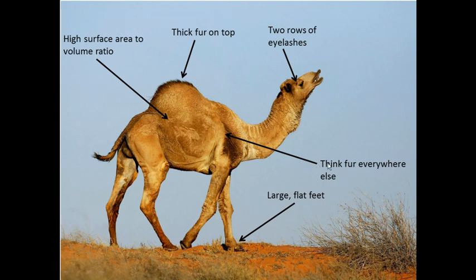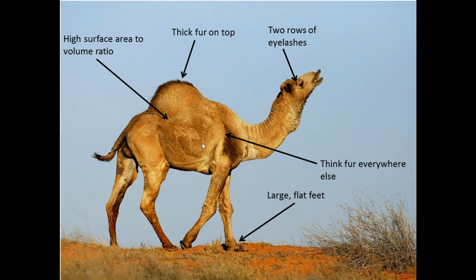Oh, I've got a typo here. That should say thin fur everywhere else. So you've got this thick fur here acting as shade, but there's thin fur everywhere else. He's in a desert, okay? He doesn't need that insulation from having thick fur, so he's only got this thin fur. He's got a high surface area to volume ratio, okay? So this isn't a big animal, but you can see he's got a really big side, okay?